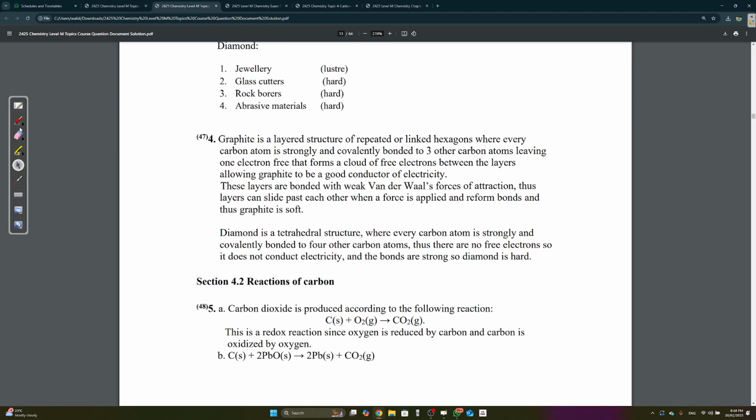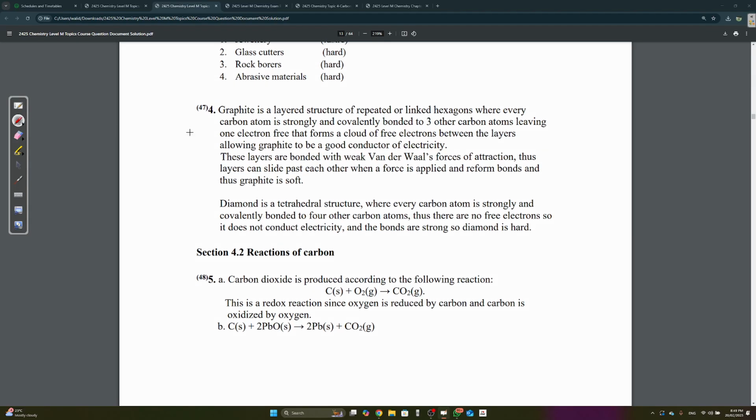If I were to mark you on this, honestly, I wouldn't write all this. I'd say graphite is made out of layers where each carbon atom is strongly bonded to 3 other carbon atoms, leaving one free electron that forms a cloud of free electrons, which makes it a good conductor. If you just include this, carbon bonded to 3 other carbons, that's the main one, and then you have to say it leaves one free electron, which forms a cloud of free electrons. That means it conducts electricity. Remember, conducts electricity, free electrons.